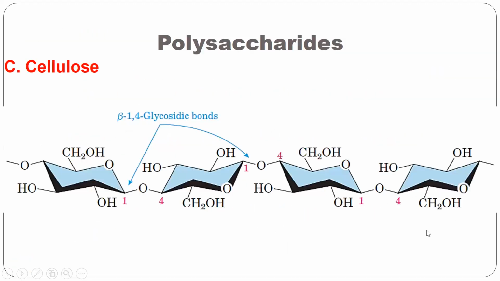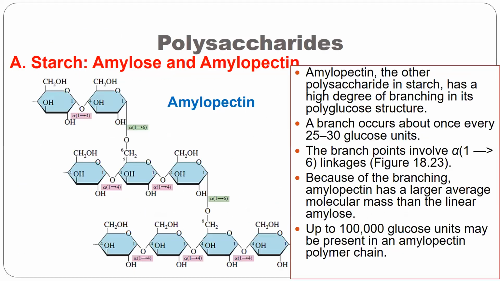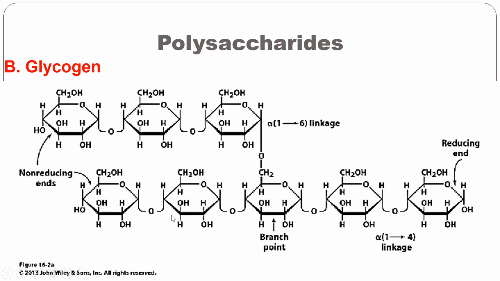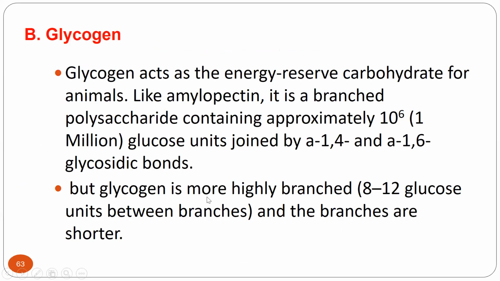The main monomer for glycogen is also down, up, down; you have the glucose also. Just like your amylopectin, it is a branched polysaccharide joined by alpha-1,4 for the straight chain glycosidic bond and alpha-1,6 for the branching glycosidic bond. The difference between glycogen and amylopectin is that glycogen is more highly branched: 8 to 12 glucose units between branches, and the branches are shorter.